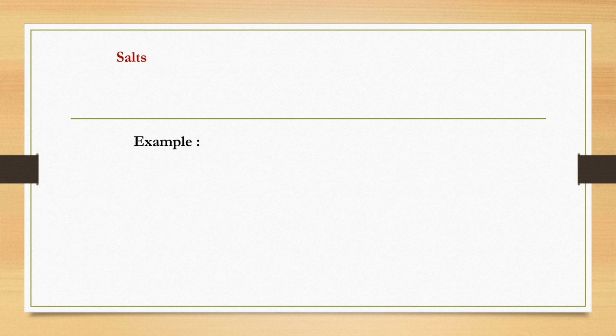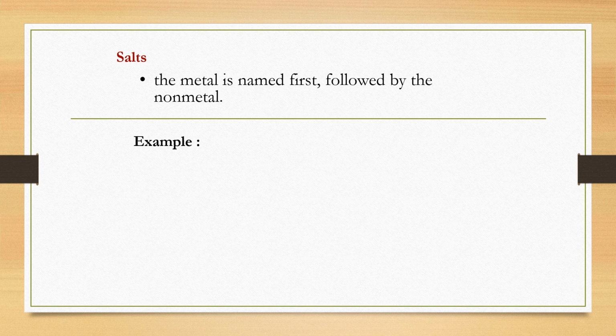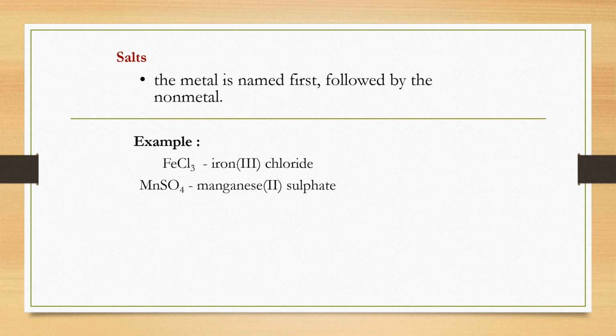Salt. In chemistry, it is a substance produced by the reaction of an acid with a base. The reaction between an acid and a base is called a neutralization reaction. The metal is named first, followed by the non-metal. For example, sodium chloride. Other examples of salts include iron(III) chloride and manganese(II) sulfate.